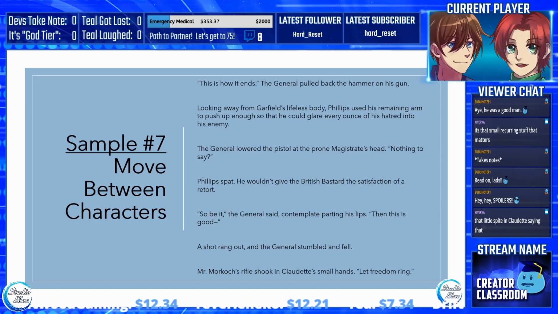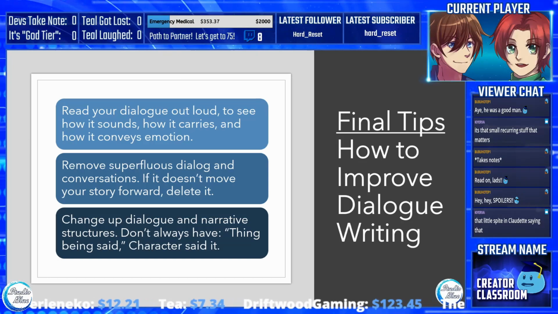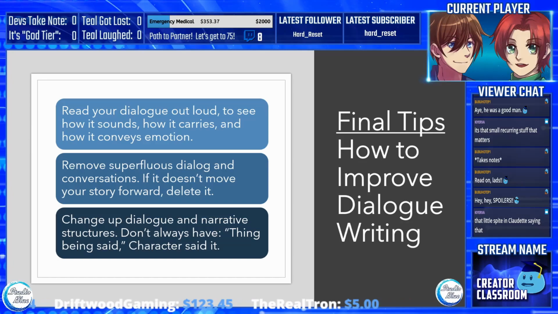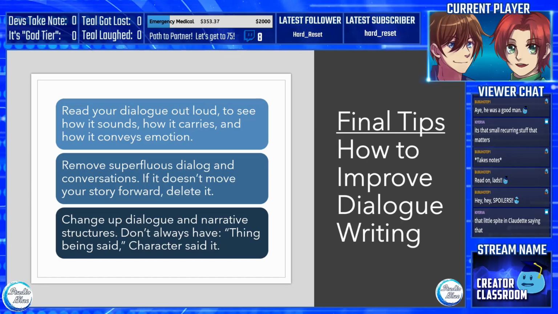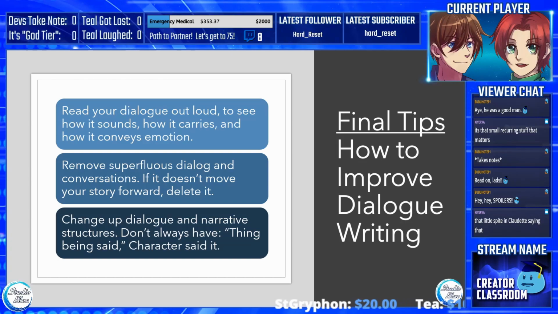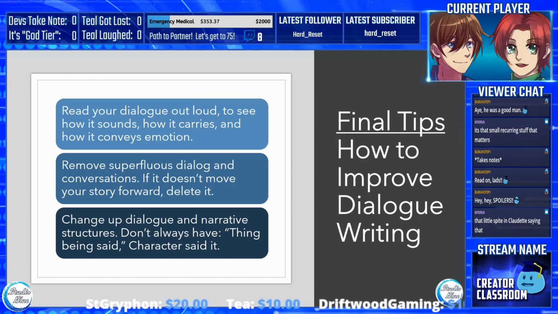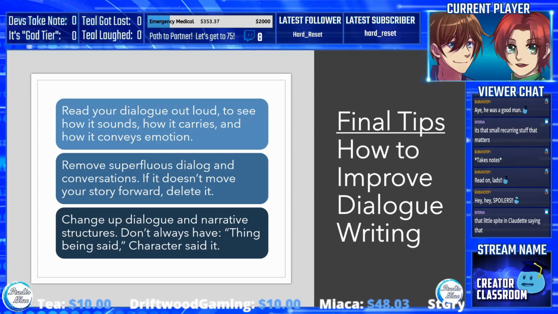Okay, here are some final tips. These three final tips are going to help you really polish up your dialogue. The first one is, read your dialogue out loud to see how it sounds, how it carries, and how it conveys emotion. You'll also catch little mistakes, like saying contemplate instead of contempt. It's the greatest thing you can ever do for yourself whenever you're writing dialogue for a story, short story, book, doesn't matter, or video game: read every line of dialogue out loud. It will take time, but it will save you tons of headache.